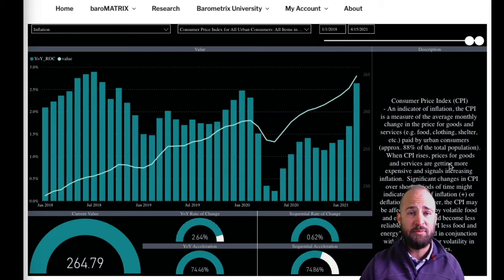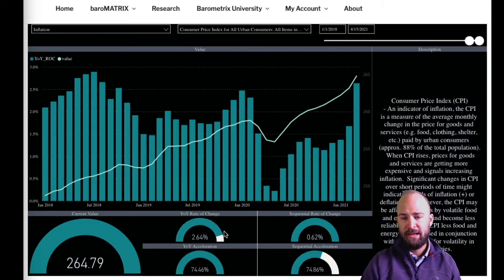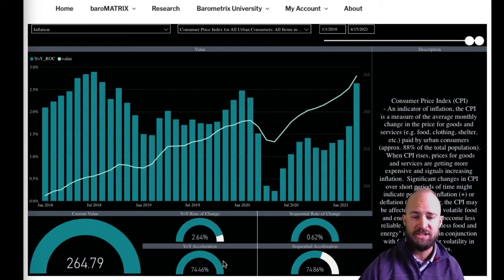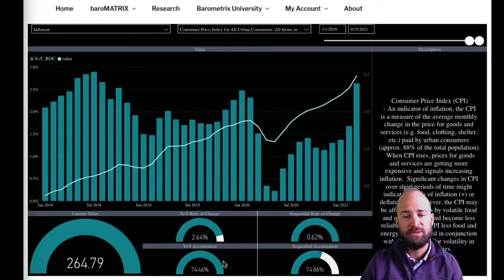So we saw that there was a pretty substantial move higher in the year-over-year rate of change with a move up of 2.64%, right? We had that on a year-over-year acceleration of 74.46%. So what's that telling us? It's telling us that on a year-over-year basis, inflation is not only moving higher, but it's moving higher at a faster rate, at a faster clip, right?